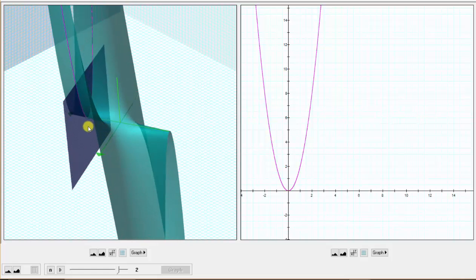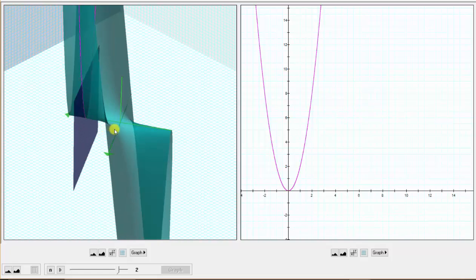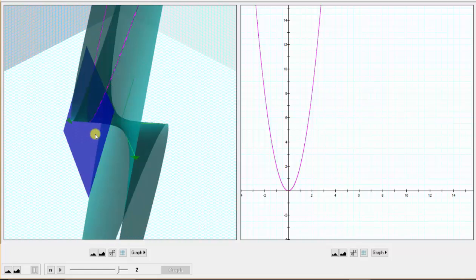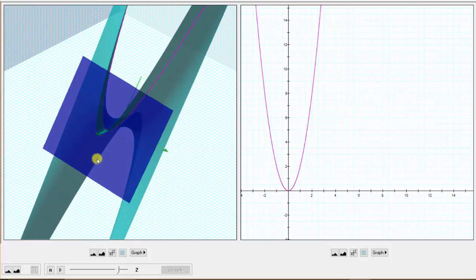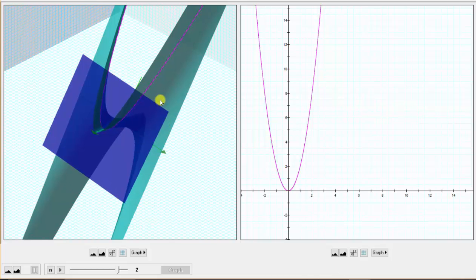Notice how it cuts the surface, and the intersection is a parabola with the vertex at the origin that opens upward. It's also been vertically stretched by a factor of 2, which we see here graphed on the right. So this does verify that our work is correct.